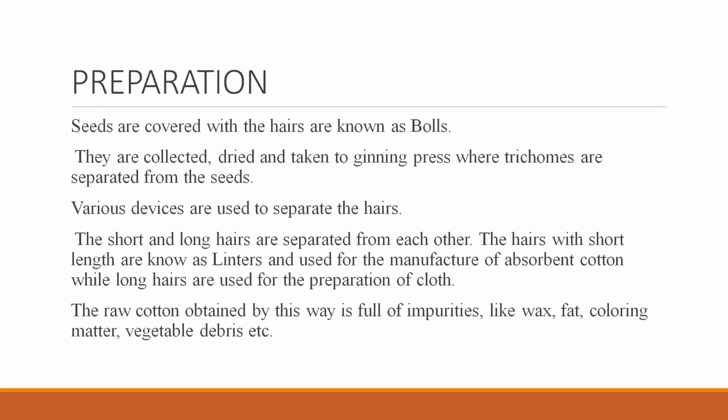When you separate the cotton according to their length, the hairs with a short length are known as linters, used for the manufacturing of absorbent cotton, while the long hairs are used for the preparation of cloth. In this way, the raw cotton is obtained, which is full of impurities. Because it is raw, many impurities like wax, fat, coloring matter, vegetable debris, etc. can be present with the raw cotton.